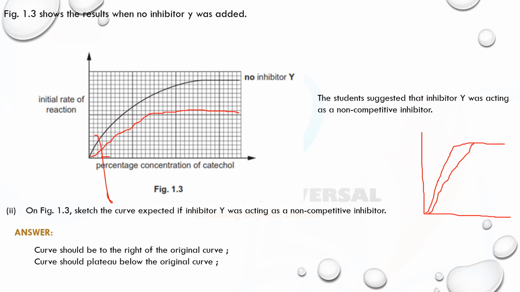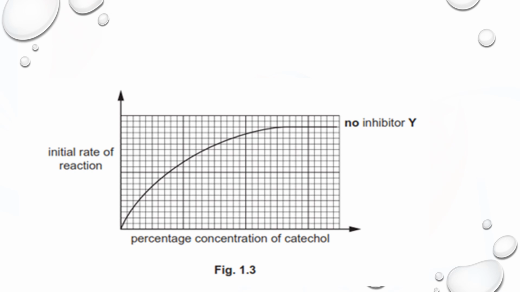So in other words, a competitive inhibitor will appear differently when you sketch the graph compared to a non-competitive inhibitor. For competitive, it's going to increase and reach Vmax and level off. That's for competitive, but this is for non-competitive inhibitor. So 2 marks for that. All right, look at the next question.